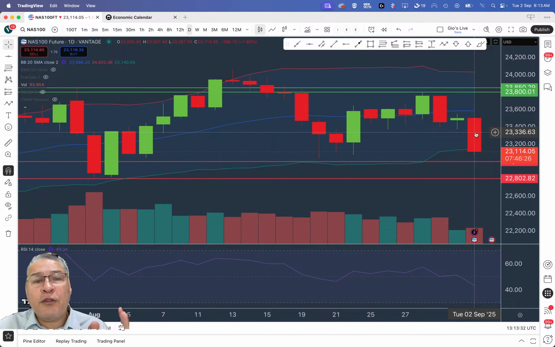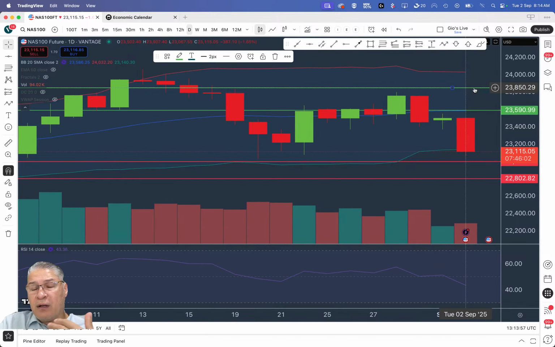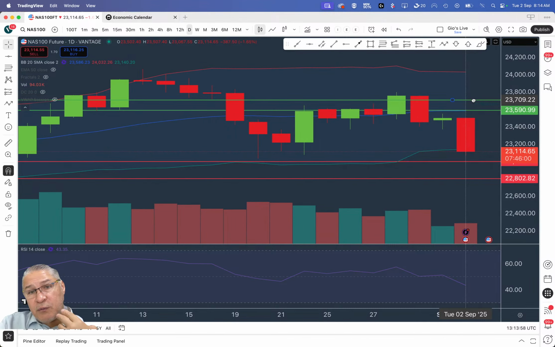So as far as resistance goes, I'm going to use the medium of the Bollinger Bands as a possible level of resistance if the market does decide to recover and retrace all of this movement to the downside. I am not going to be speculating that much. So our direction is for sales. We're looking for sales today.